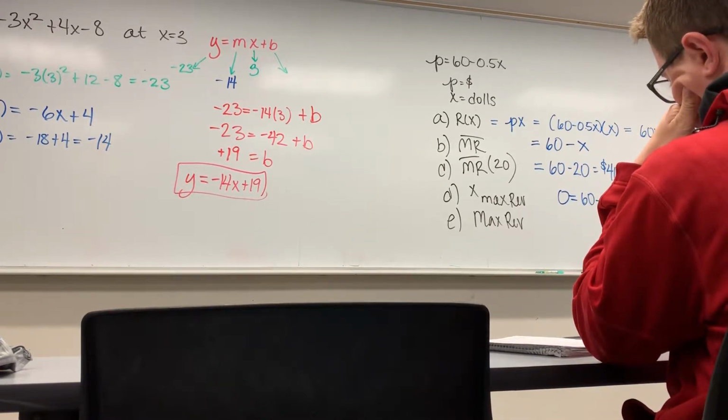Now what? Where do I plug that 60 to get maximum revenue, which is, by the way, up here?